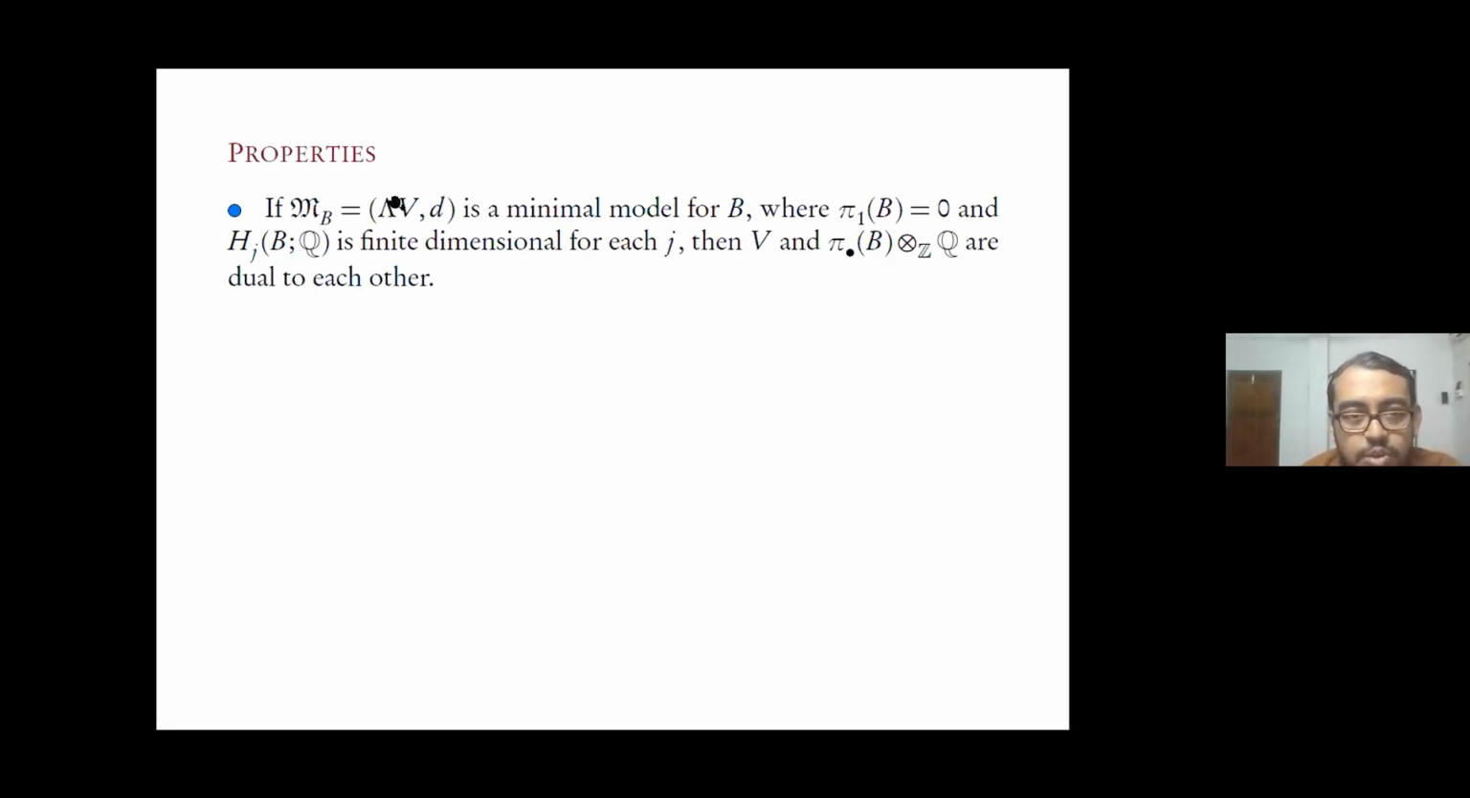So these minimal models, as we have seen, are essentially, up to isomorphism, there's only one. So if you now talk about the minimal model, then it's saying this V is not just an arbitrary vector space. In fact, you don't have much room for choosing V. It is just what it is.